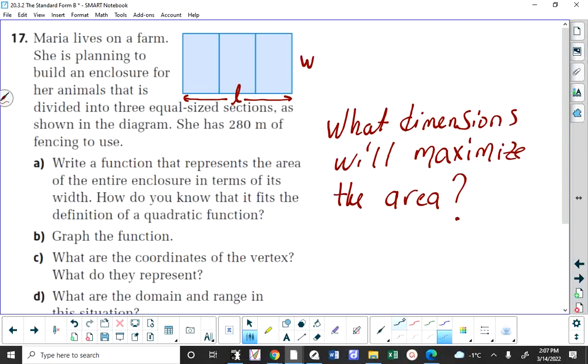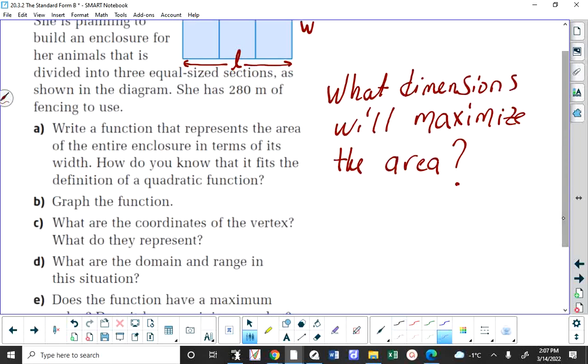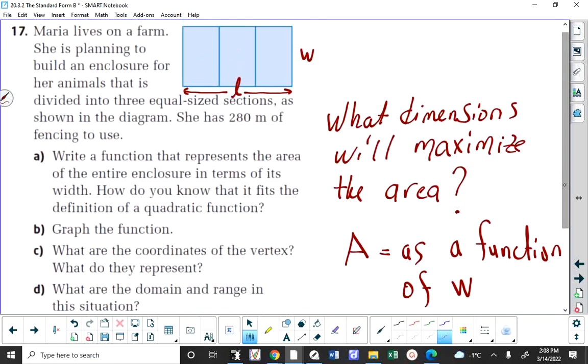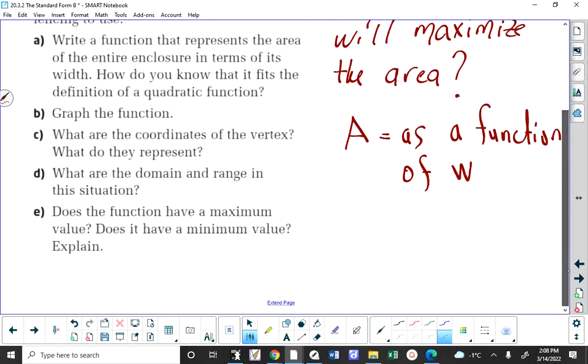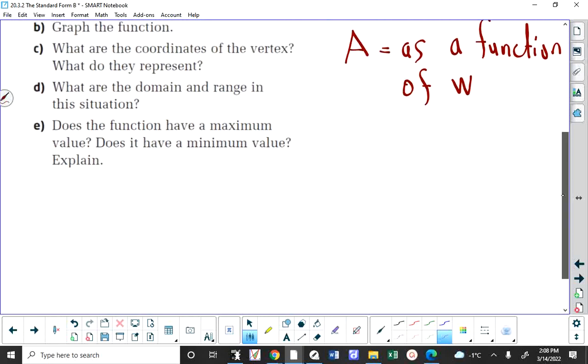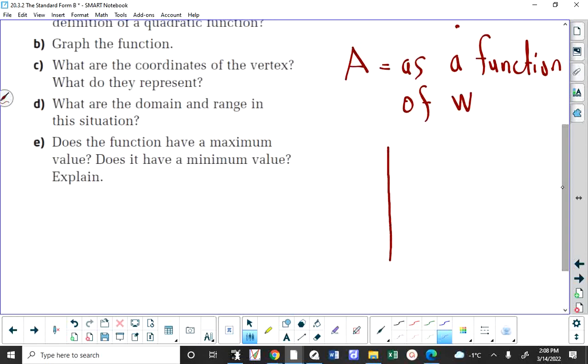Now, we can follow through the steps here, but the bottom line here is if you can come up with an equation that has area as a function of, I'm going to say, the width of the enclosure, and this next bit of business is kind of important. If you can come up with that, then what that means is you can translate this function to a graph.